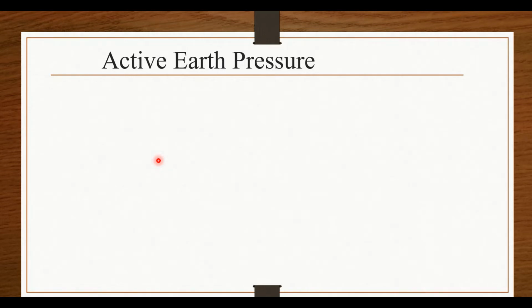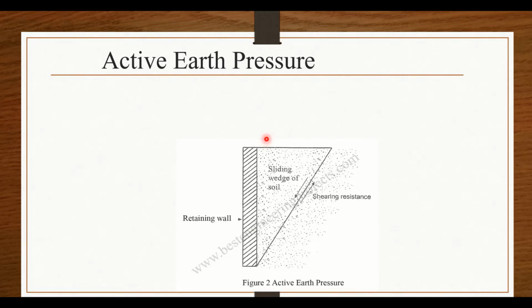Active earth pressure. So here you can see a retaining wall, and this is the backfill soil which is being retained, and the soil which is existing immediately behind the retaining wall will act as a solid wedge, and this solid wedge in active earth pressure condition will tend to move in the downward and outward direction, and because of which this retaining wall will tend to move away from the soil, and we get the condition of active earth pressure, right?